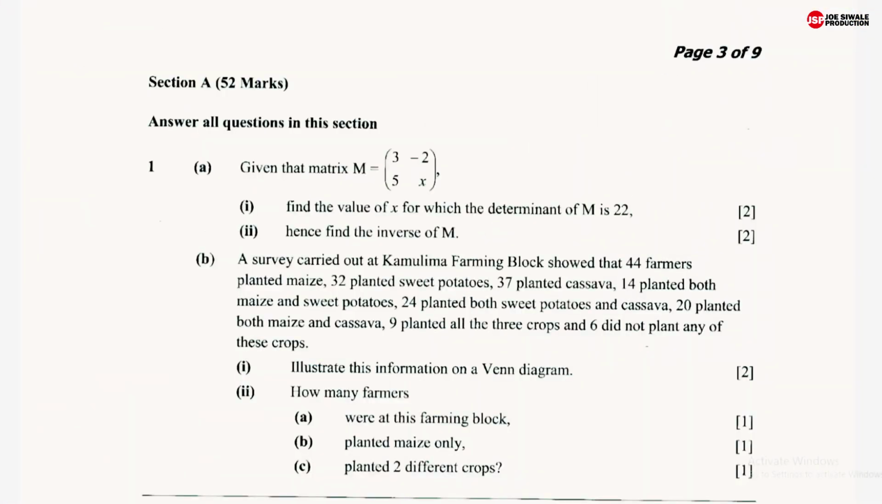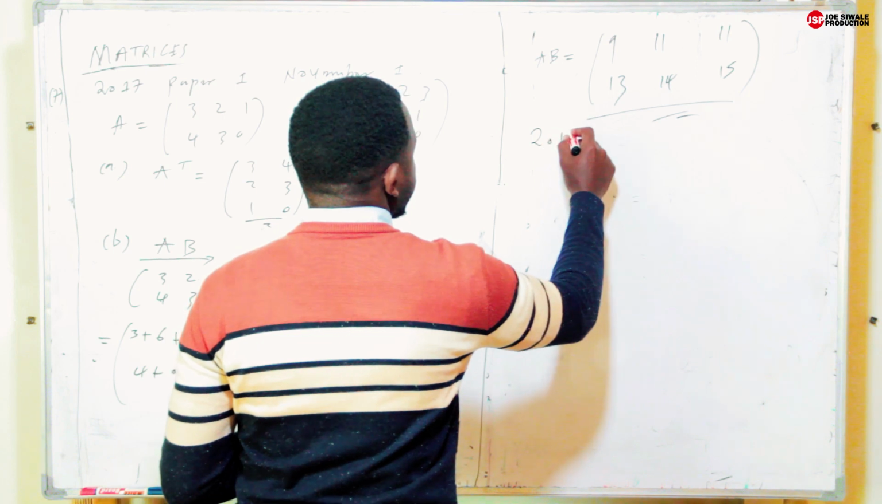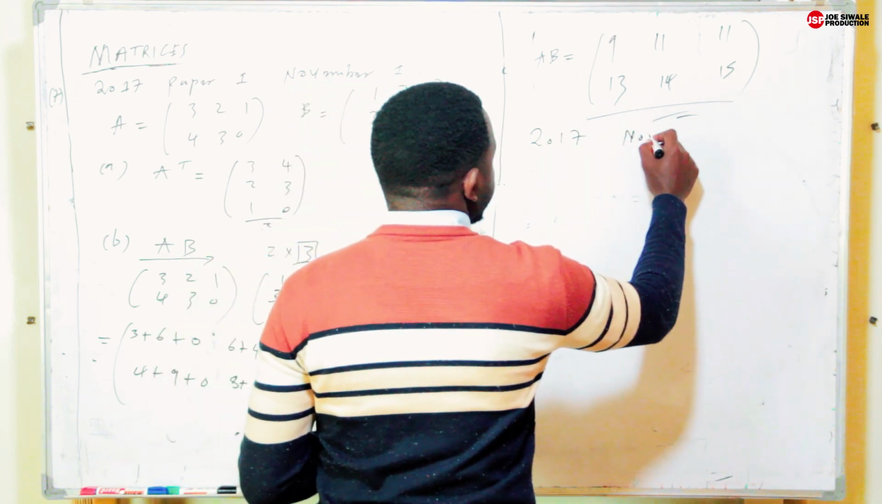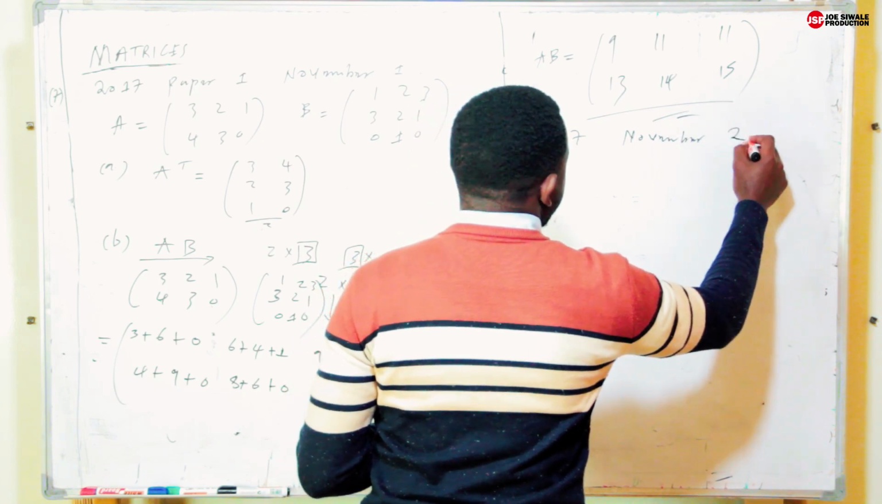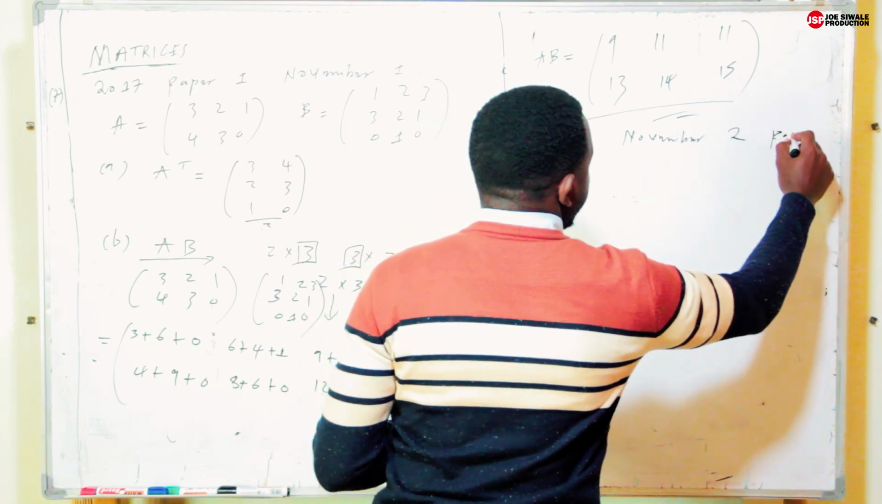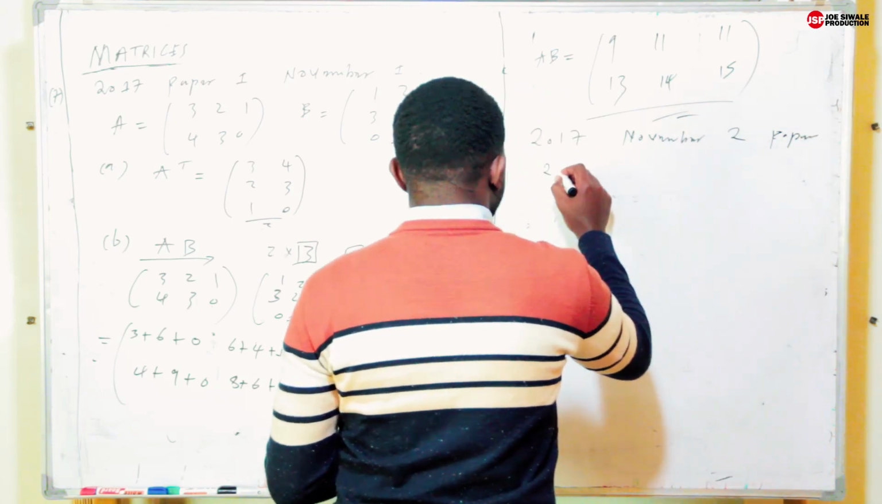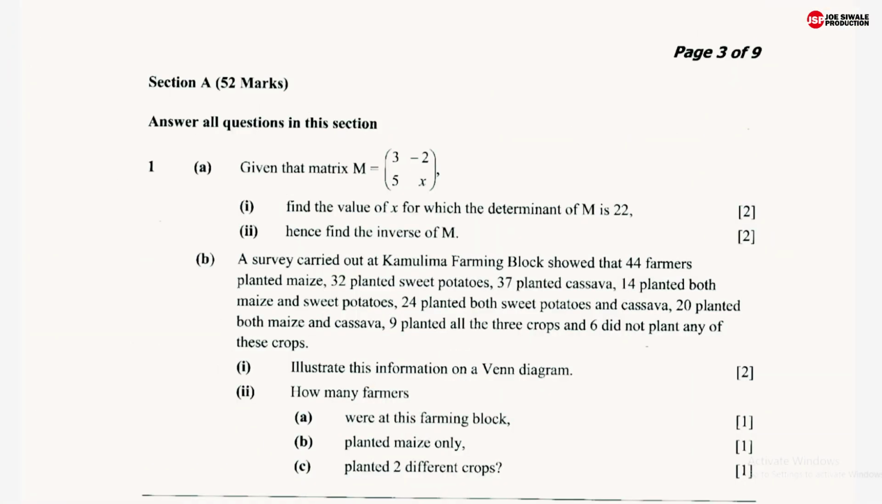Let us now look at the solutions for paper 2, and that was written on the 2nd of November 2017. Let us look at the question that came for matrices. So we are looking at 2017 November 2nd, and we're looking at paper 2. In that question, you can find it on the first question.